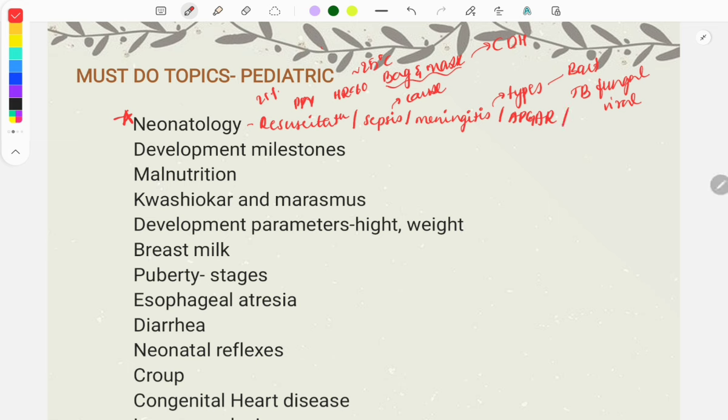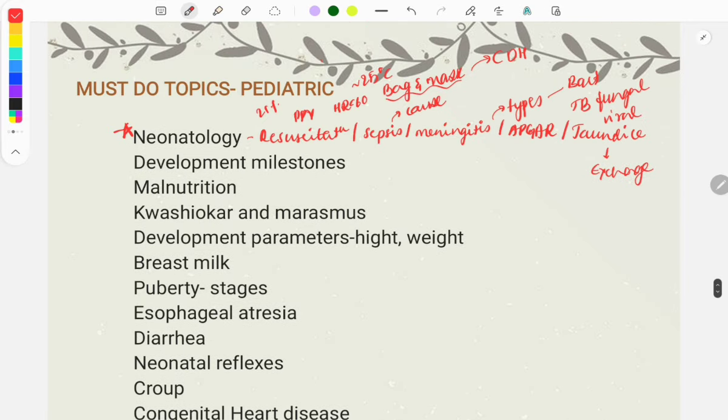So questions also are asked repeatedly on neonatal jaundice. So the classification of neonatal jaundice, that is physiological, pathological, breastfeeding and breast milk jaundice, and the treatment. How do we treat it? One is phototherapy and another one is exchange transfusion. Okay, so all these points you need to know from neonatal jaundice.